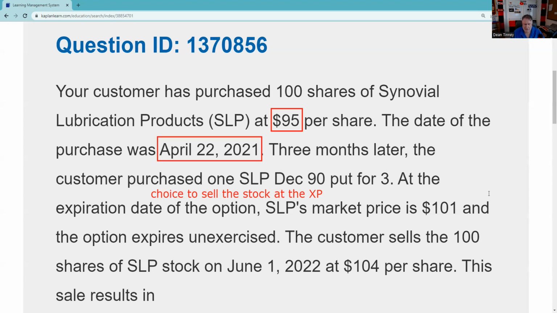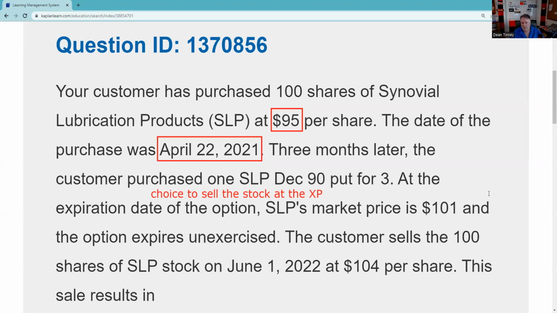At the expiration date of the option, the market price is 101. So that means that put expires worthless. Right. So at expiration, it was December. That's important, by the way. So that means that loss is going to be taken in that year, which in this case, I think is December 2021. Option expires. Well, they told me that, but we should have been able to figure that out.